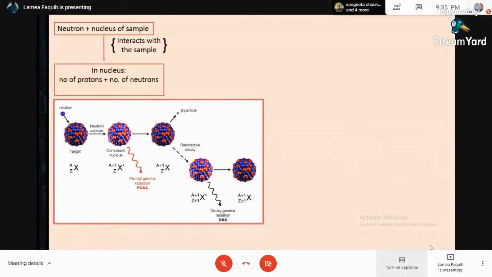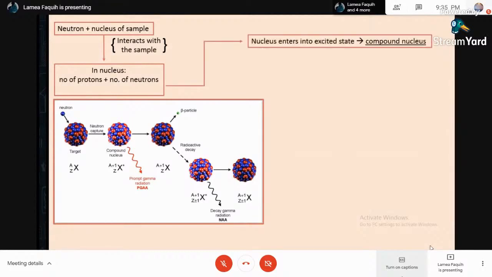After that, my known knowledge is that inside the nucleus I have some protons and some neutrons together, right? So after receiving the neutrons, the nucleus will enter into the excited state. This will be known as my compound nucleus. Now, as I told earlier, my compound nucleus stays for a very short amount of time. The excited nucleus will immediately de-excite and decay very fast. The time of excitation is only about 10 raised to the power minus 12 to minus 10 seconds.